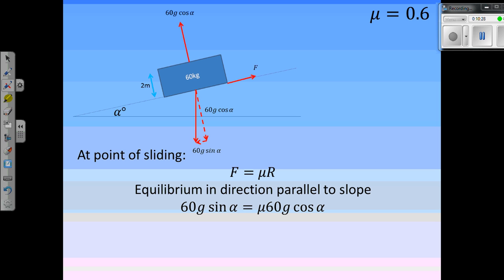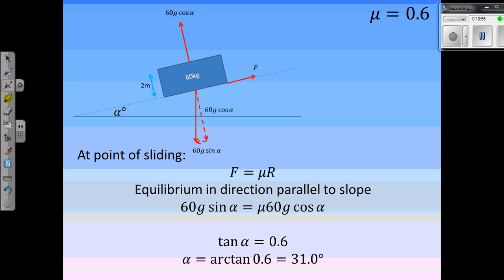Now, this looks nasty because we want to find alpha. We want to find the angle at which that starts sliding. Not a problem really, because if we divide by 60g we can cancel. And if we divide by cos alpha, sine alpha divided by cos alpha is tan alpha, which is 0.6. And therefore alpha is arctan of 0.6, which is 31.0 degrees.